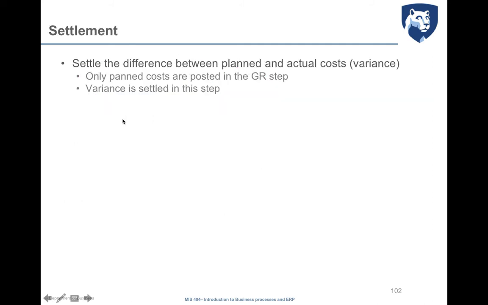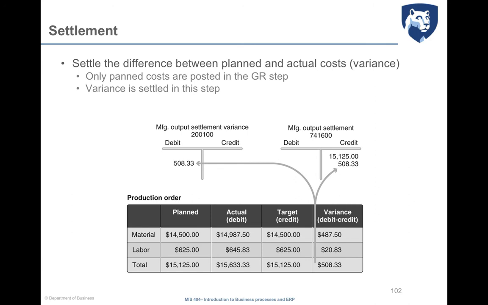Finally, we have settlement. We noted earlier that the difference between total debits and total credits in the production order can generate a variance if there have been variations between planned cost and actual cost. So periodically, or when a production order is completed, these variances must be settled, meaning they must be posted to the appropriate general ledger account.